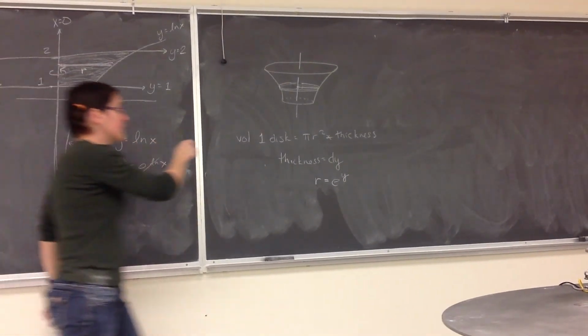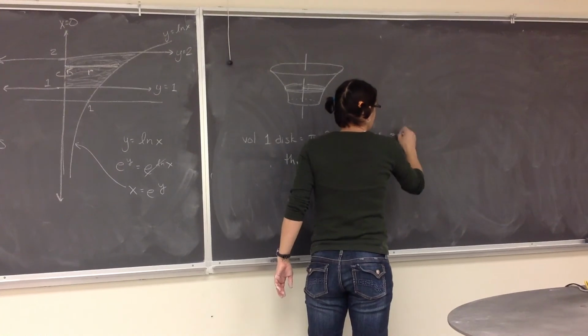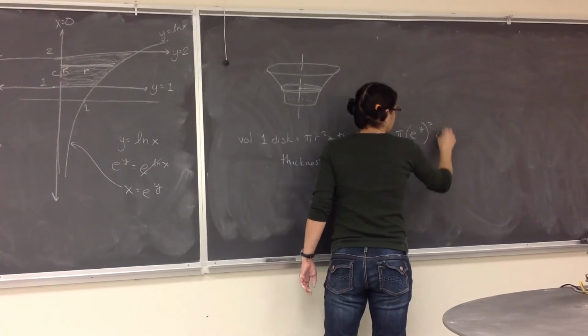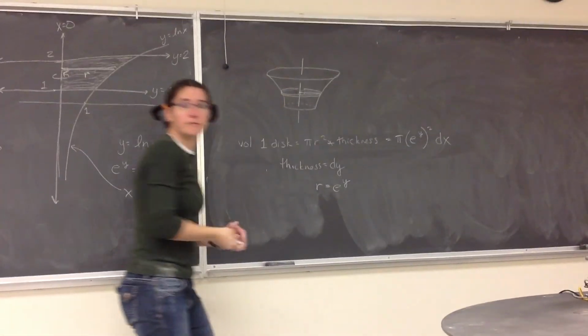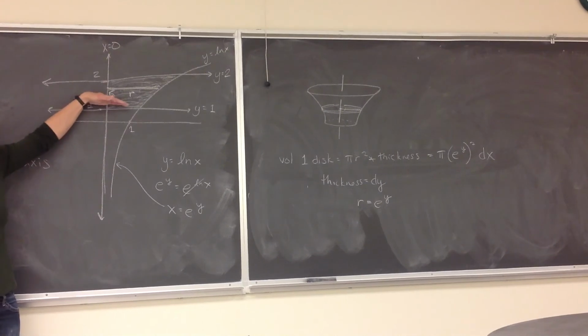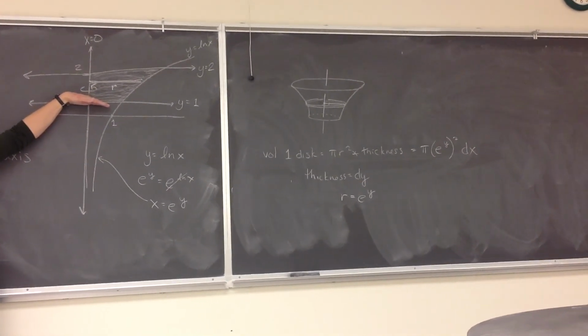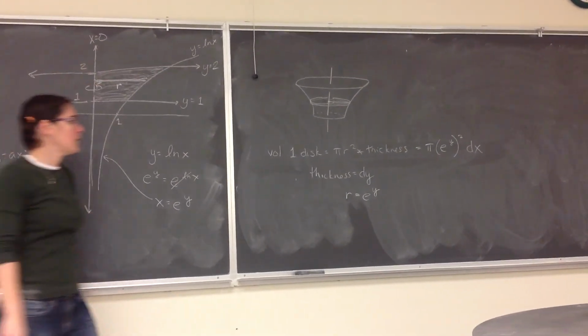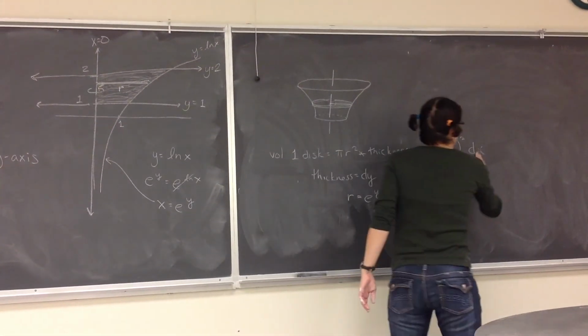So now, once I put this into my volume of one disk, then I have pi times e to the y squared times dy. And then your limits are just from 1 to 2. And now when I'm slicing, our y values are going to go from y equals 1, slice, slice, slice, up to y equals 2. dy, isn't it? Yes, thank you, dy.